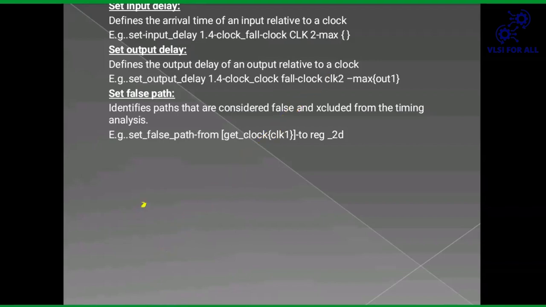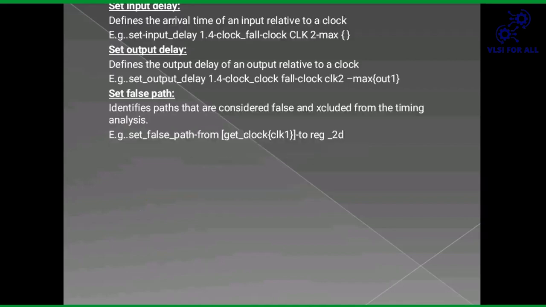Next, set output delay, in the sense when it is on the output side, if you get any delay, that is related to set output delay. Here, similarly for set output delay, you have to mention for how much time it is the output delay, the clock name, fall time, and if it is maximum you should mention maximum, if it is minimum you should mention minimum. Next, set false path.